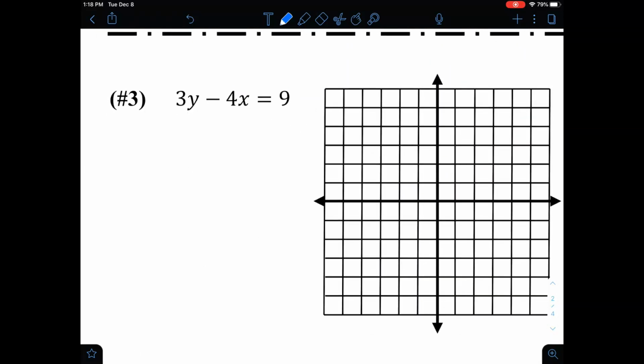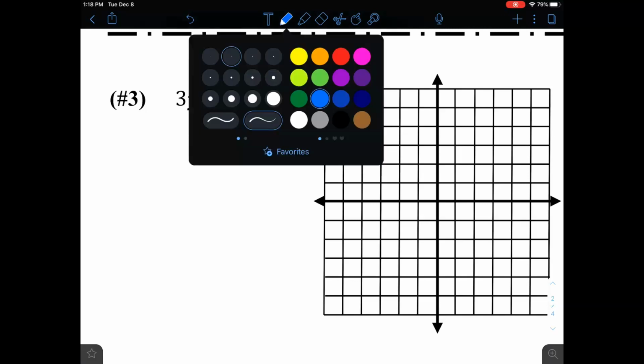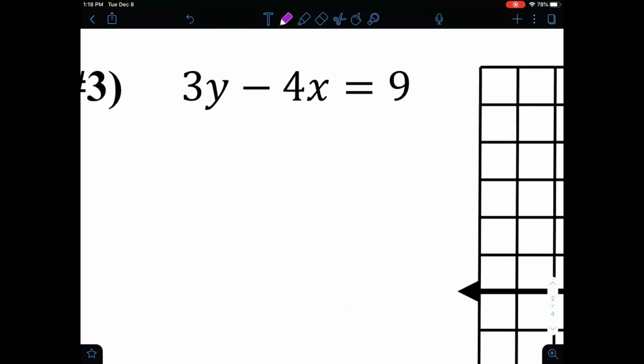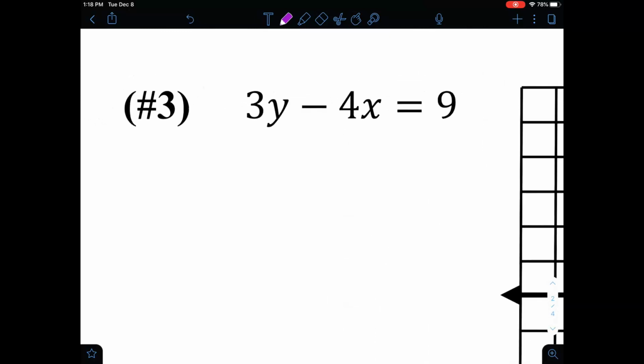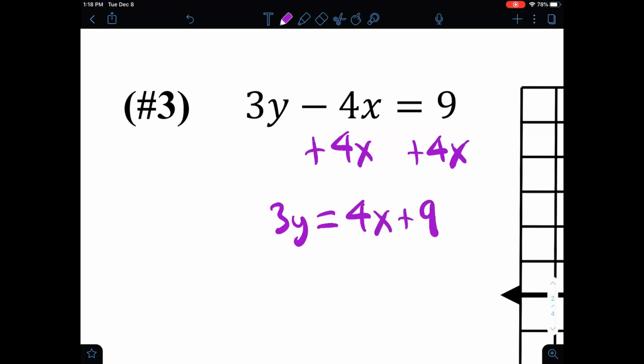Next thing we have, now we have 3y minus 4x equals 9. Let's change the colors here. So we need to get y by itself again. Is y by itself right now or no? It is not by itself. So what should we get rid of first, the 3 or the -4x? Well, usually we don't do multiplication first. Usually we get rid of addition or subtraction first. So instead of subtracting 4x, I'm going to add 4x to both sides. So I get 3y equals 4x plus 9.